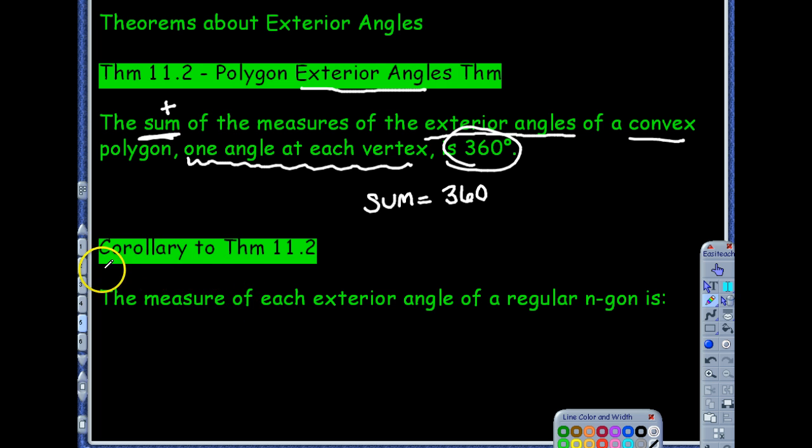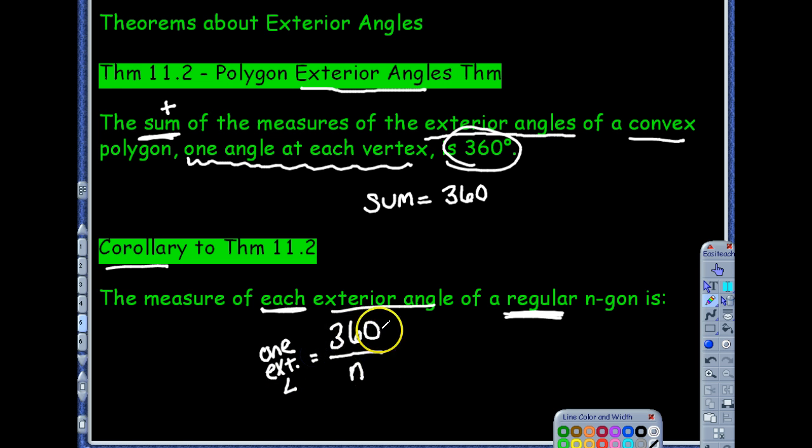Okay. Now, the corollary, getting more specific, talks about a regular polygon. Now, I want you to think for a minute. If you know that the polygon is regular, we said that meant that all of the interior angles and all of the sides were congruent. If the interior angles are all congruent, that means all the exterior angles are going to be congruent. And if we know the sum is 360, how do I figure out what each exterior angle is? Well, if I know how many exterior angles I have, which is the same as the number of sides, I just divide 360 by the number of sides, which gives you just one exterior angle.